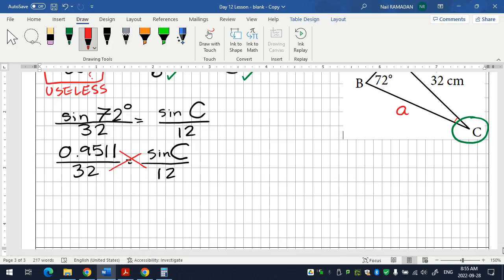32x. What's 32 times z? 32z. So what's 32 times sine C? Exactly. As long as it's something you don't know, you just put the number next to it. So 32 sine C. By the way, technically, what's in between? A multiplication sign.